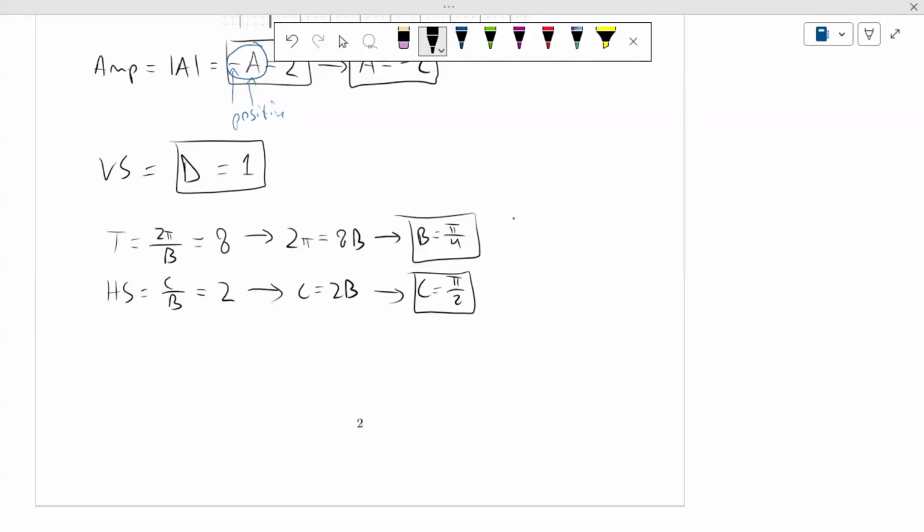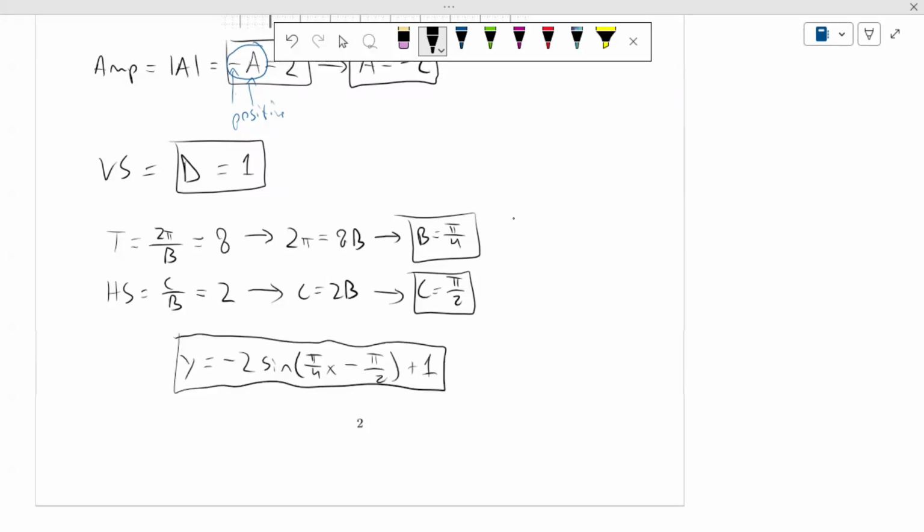All right, so now I have my A, B, C, and D. I'm not done yet. I actually have to write out the formula, and if you don't write it out, then I'll take off a point out of 10, basically. So y is going to be equal to, well, my A is -2, sine of my B is pi over 4 times x. My C is positive pi over 2, and my D is 1. So that's my final answer there. It's worth 1 out of 10 points to plug in what your A, B, C, and D are in that formula.